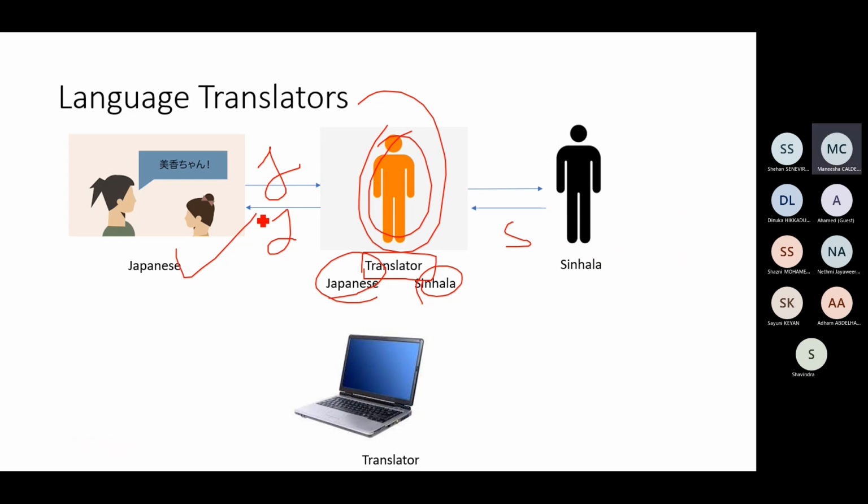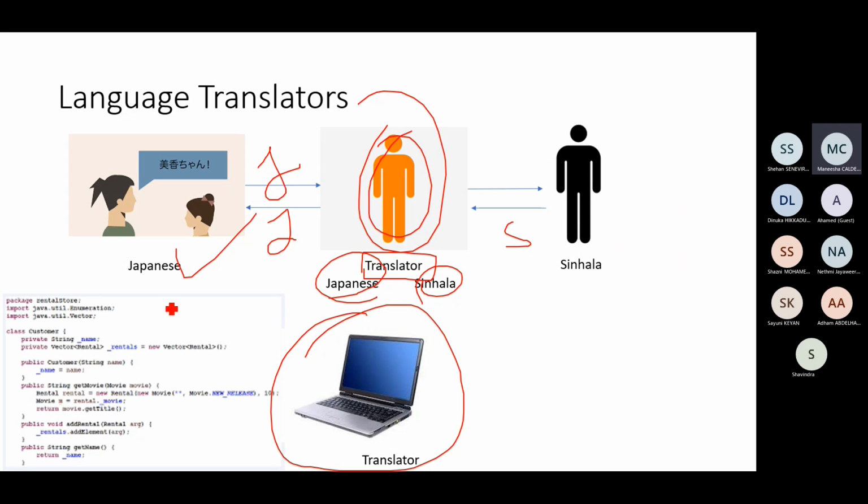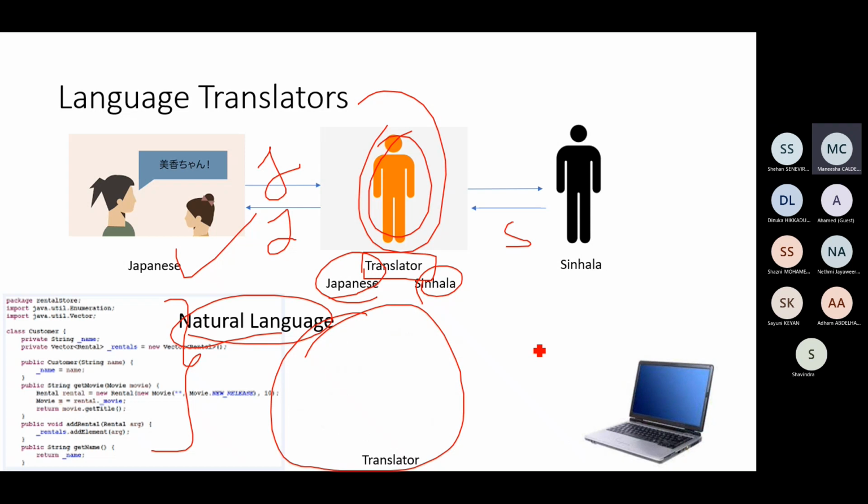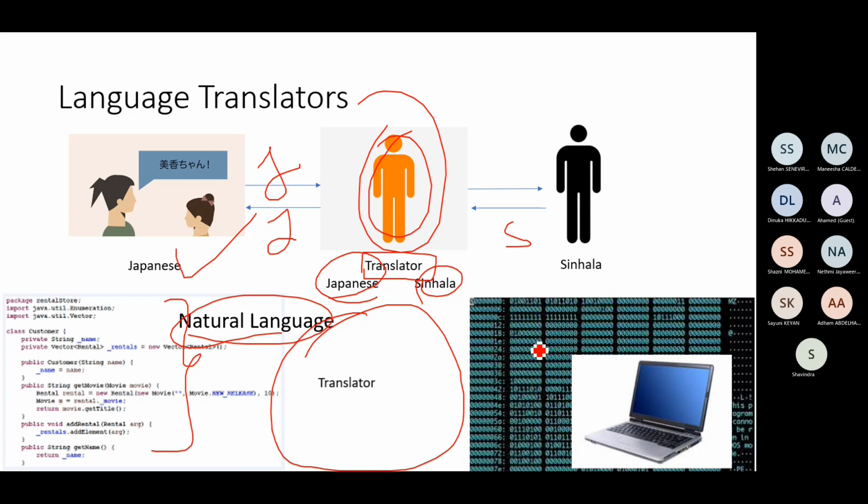Why don't we use this exact same method to let this dumb device perform the operations? That means, why don't we take heavy programming code, which is written in natural language, and convert it into a form that can understand ones and zeros. So simply, we can use a translator, right?